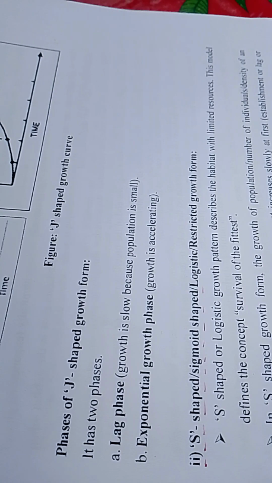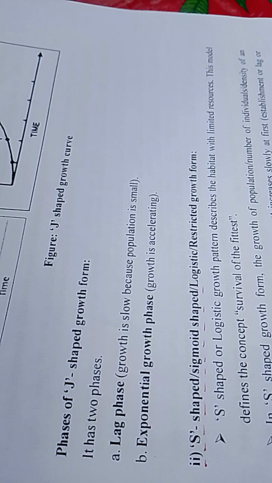S shape or logistic growth pattern describes the habitat with limited resources. This model defines the concept survival of the fittest. In S-shaped growth form, the growth of population number or individual density of an organism population in a new environment increases slowly at first establishment, or lag or positive acceleration phase.